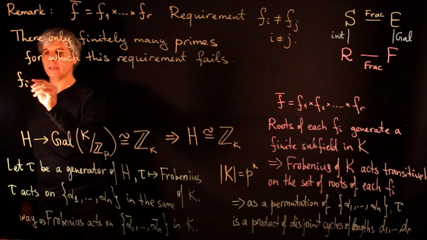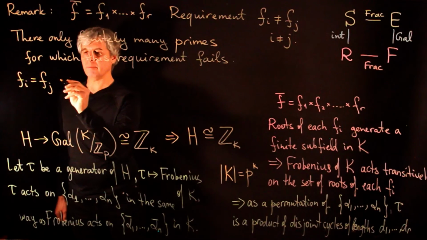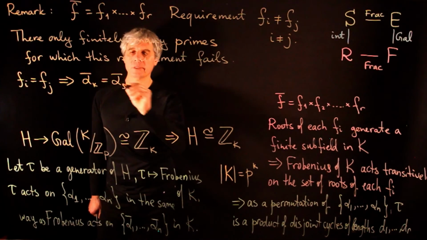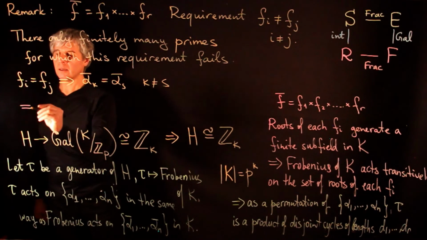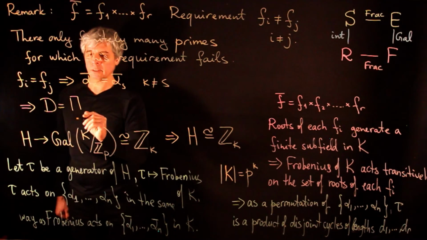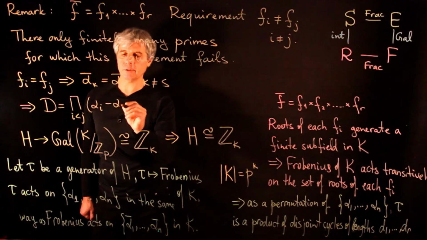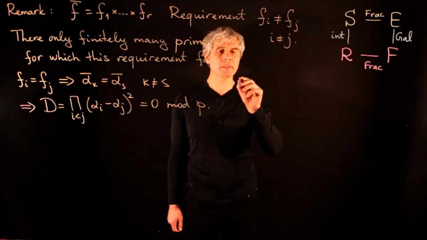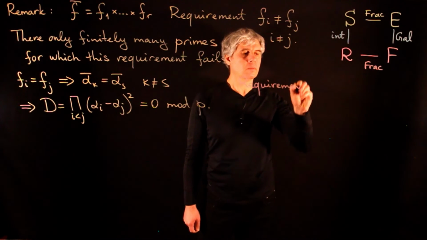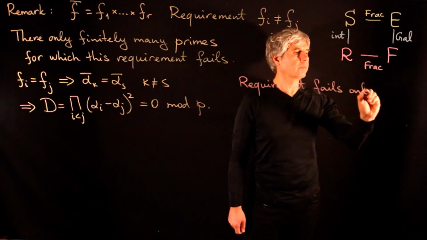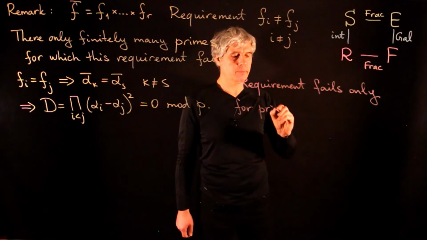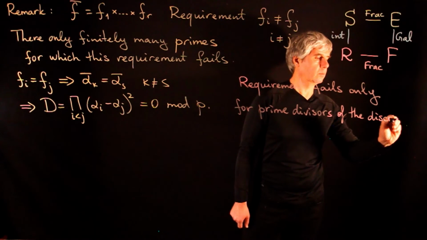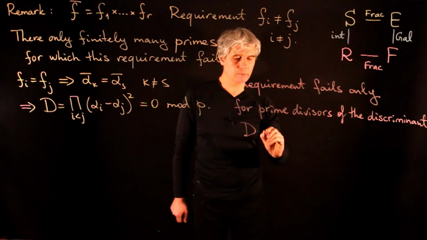Indeed, if fi is equal to fj, then their roots are the same. And this tells us that some of the alpha k bars will be equal to alpha s bars, with k different from s. And then, if we consider the discriminant, which is the product over i less than j of alpha i minus alpha j squared, then this will be equal to 0 mod p. So we see that this requirement fails only for prime divisors of the discriminant d of the polynomial f of x.